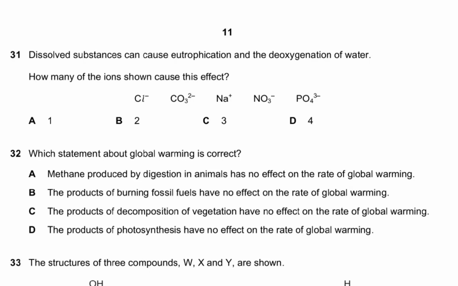Here we are doing last 10 questions from your paper 1 variant 1 O levels year 2023. The first question for today is dissolved substances can cause eutrophication and the deoxygenation of water. How many of the ions shown causes this effect?